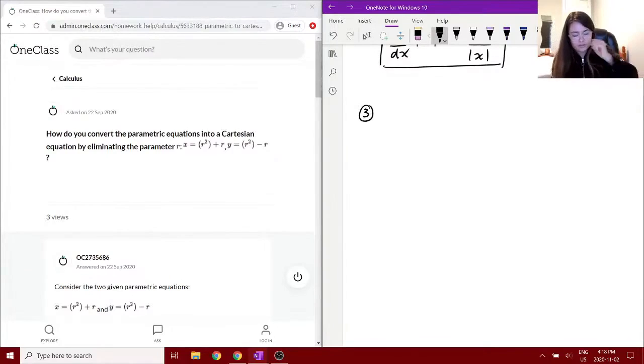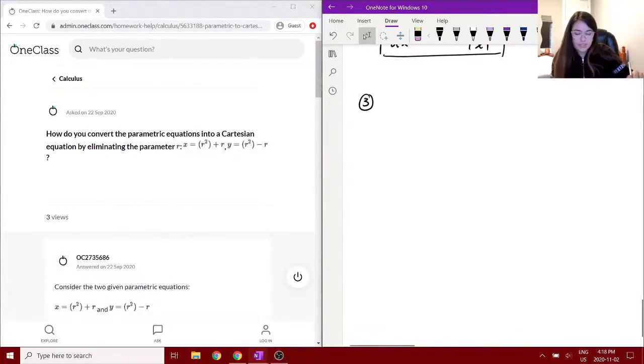Question 3. It's asking how to convert the parametric equations into a single Cartesian equation by eliminating the parameter r. Here they give you x equals r squared plus r, and y equals r squared minus r.